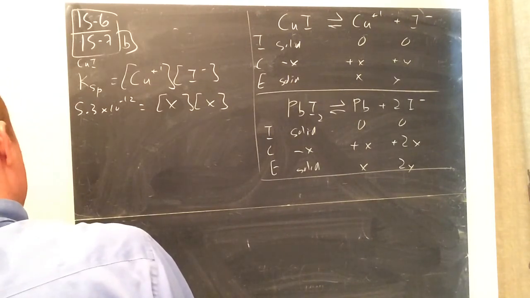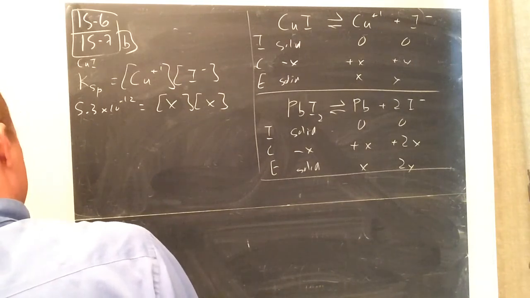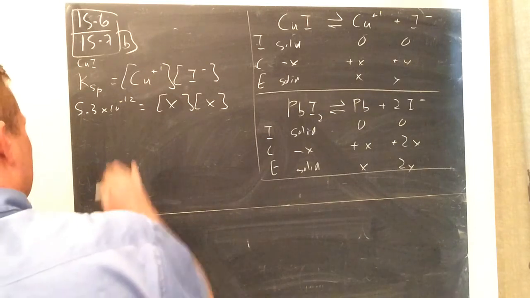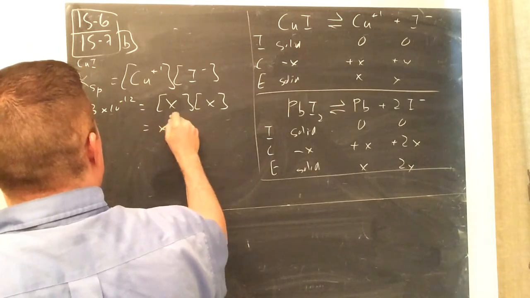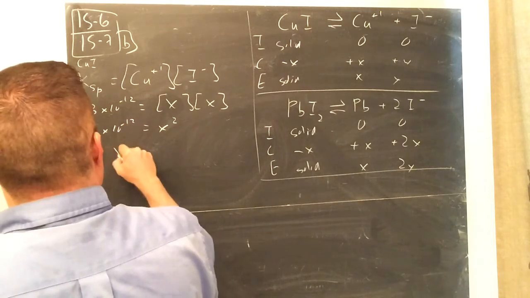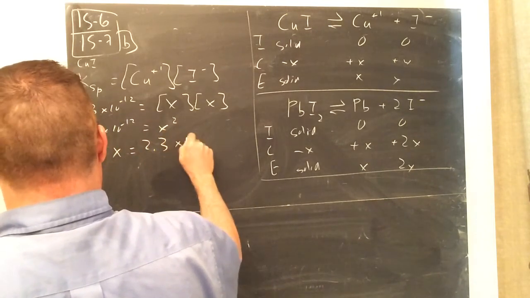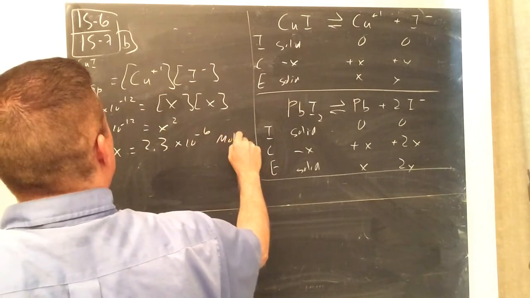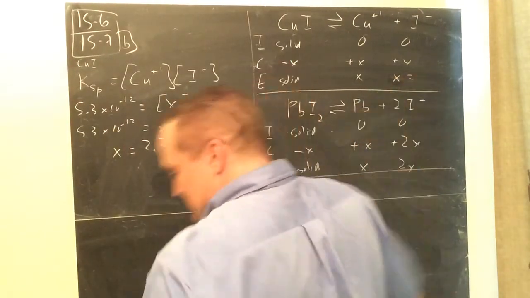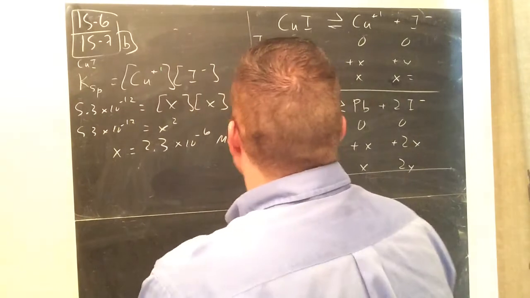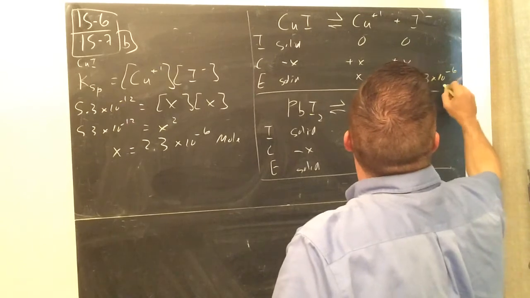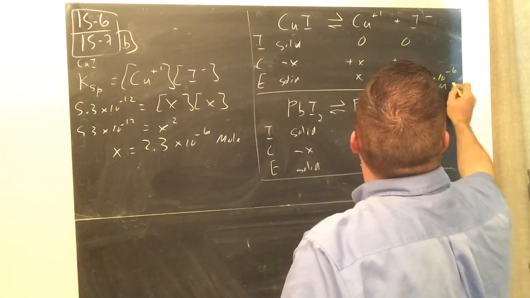So 5.3 times 10 to the negative 12, get the square root of that. Well, that equals X squared. X equals 2.3 times 10 to the negative 6 molar. Okay, so here's what it tells me. At equilibrium, iodide equals 2.3 times 10 to the negative 6 molar I negative.